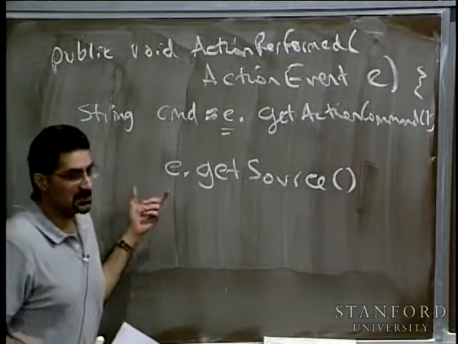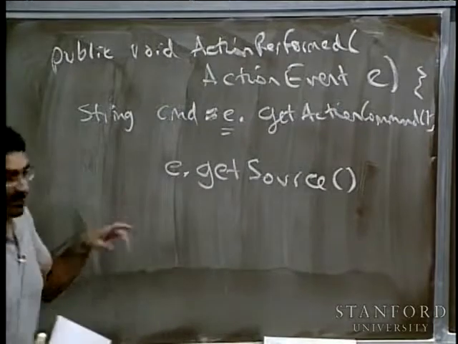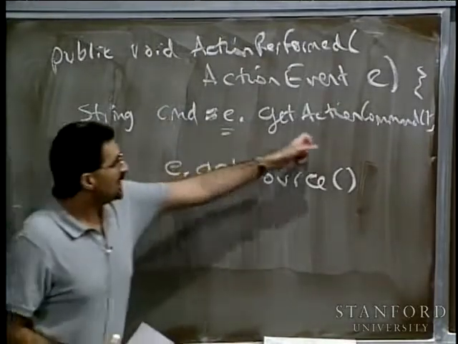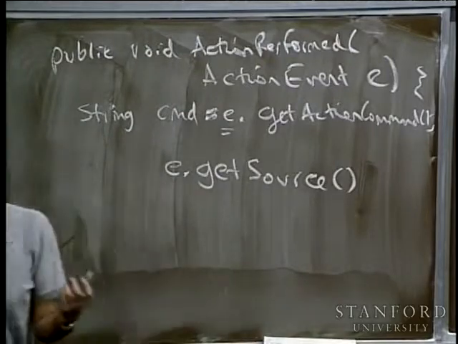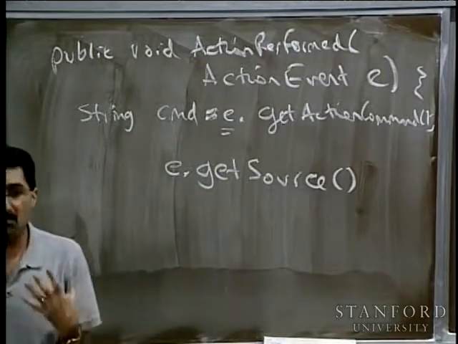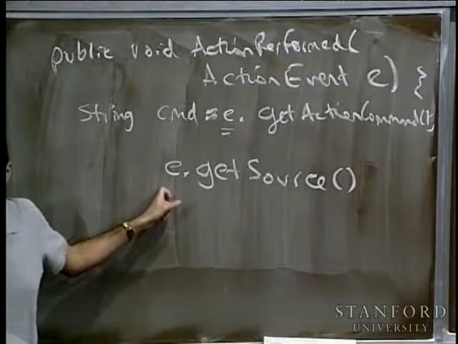Okay? It returns to you the object that caused this event to be generated, which means if a button was clicked, e.getActionCommand will get the name of the button. e.getSource will actually give you a reference to the button object. So what you're getting back from this is an object. You're getting a reference to that object.